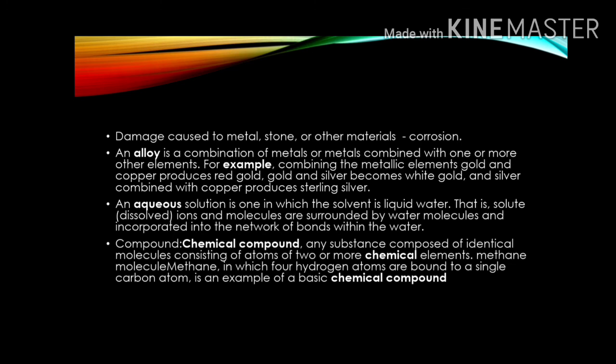Now, there are some new vocabulary words in this chapter. So, I am explaining what corrosion is. Corrosion means the damage caused to the metal. Number 2, what is an alloy? An alloy is a combination of metals or metals combined with one or more other elements. A few examples: combining the metallic elements gold and copper produces red gold, gold and silver becomes white gold, and silver combined with copper produces sterling silver.